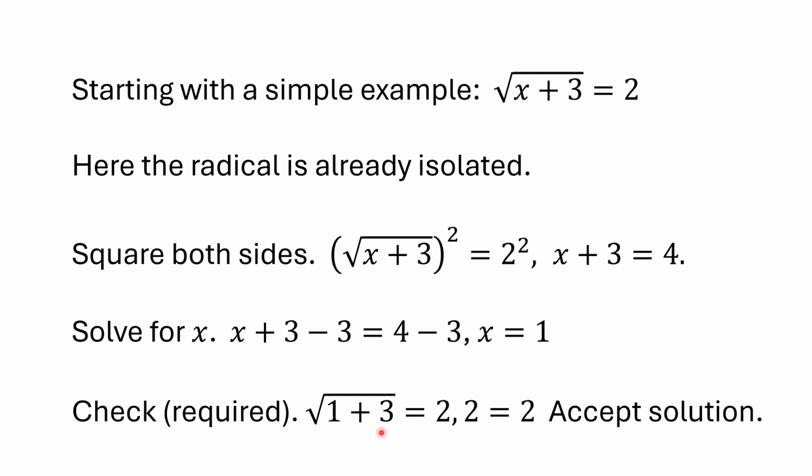The square root of 1 plus 3 is the square root of 4, which is 2. And the other side of the equation has only a number, and that number is 2. There's nothing to plug in. So it's accepted as the solution, x equals 2.